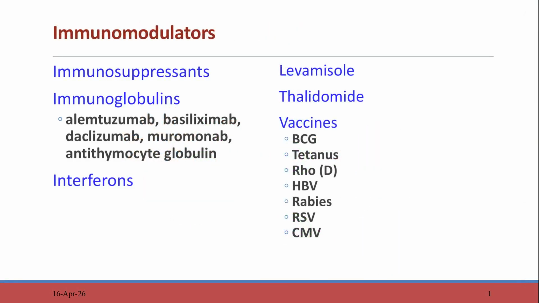Immunomodulators are drugs or substances, natural or synthetic, which may suppress, enhance or regulate immune responses. These include immunosuppressants, immunoglobulins, interferons, and certain biologics. Many drugs both suppress and modulate immune pathways.